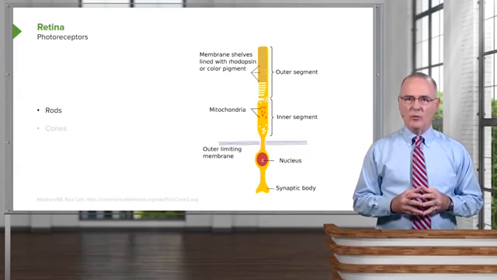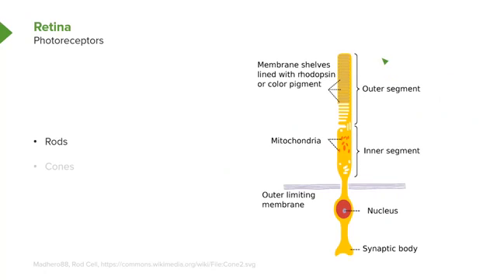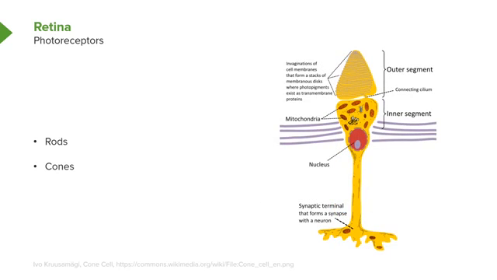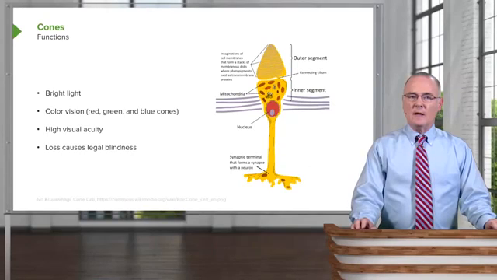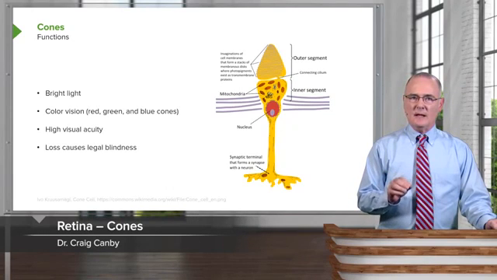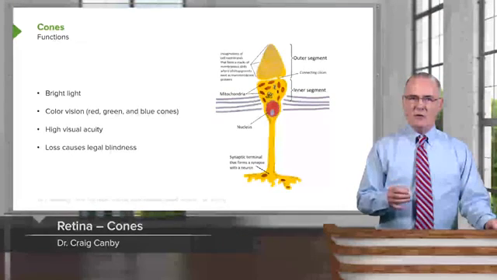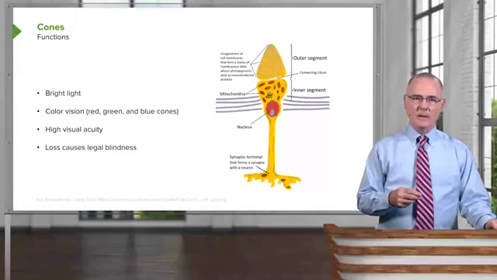Now let's take a look in greater detail about the photoreceptors. First, we have the rods, and here's a nice illustration demonstrating a rod. And then the cones are shown here, or at least one cone, and you can see this cone-shaped appearance here to the outer segment of this photoreceptor. Now let's describe the functions of the cones and the rods.